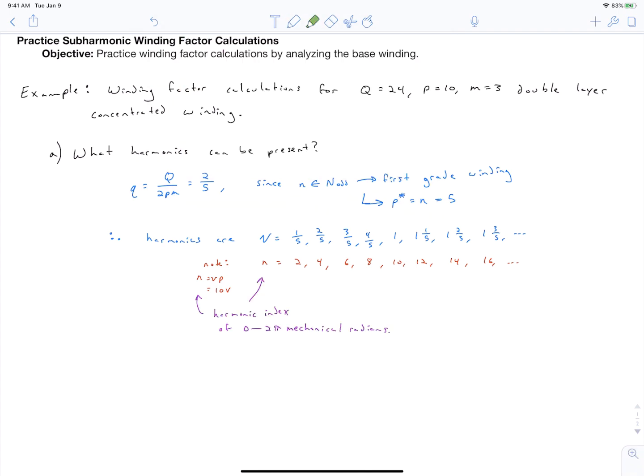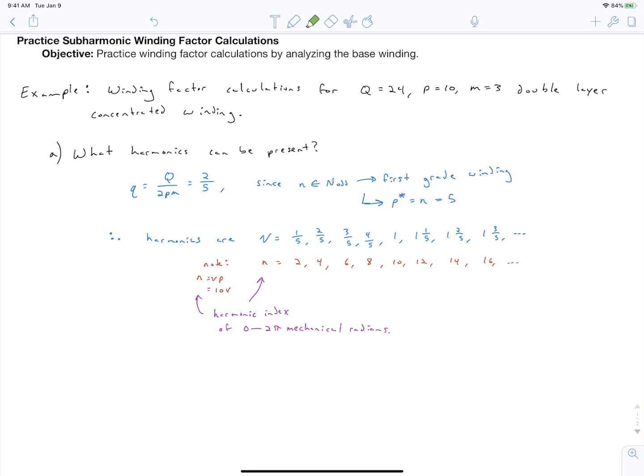So for this winding, we can write Q as being 2 divided by 5. Therefore, little n is an odd number, which means it's a first grade winding, and therefore the number of pole pairs in our base winding is going to be 5. The harmonics are going to be at v equals 1 by p star. So v can be 1 over 5, 2 over 5, 3 over 5, 4 over 5, 1, 1 and 1 over 5, and so on.